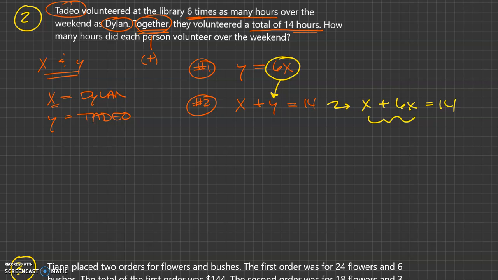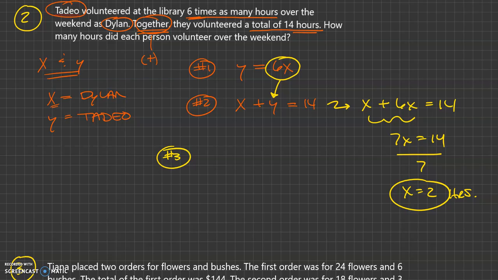I'm going to combine like terms, so that's 7x equals 14. Divide everything by 7 and get x equals 2. So here, Dylan, we know that Dylan worked 2 hours. So step number 3, well, what about Tadeo?